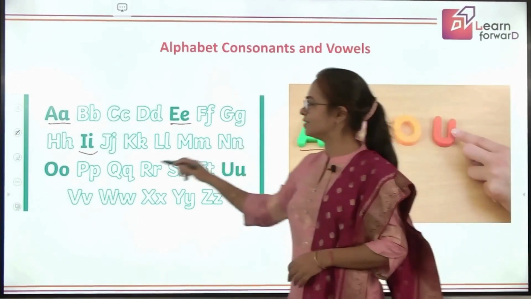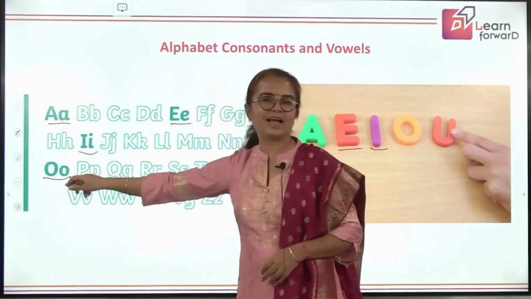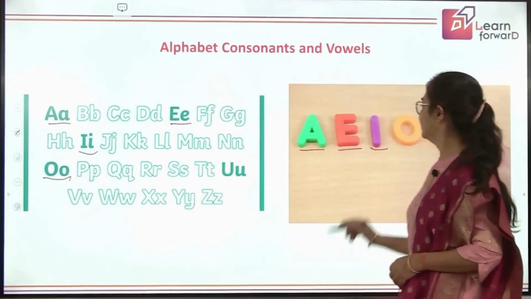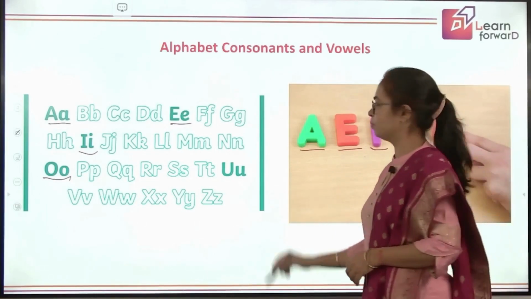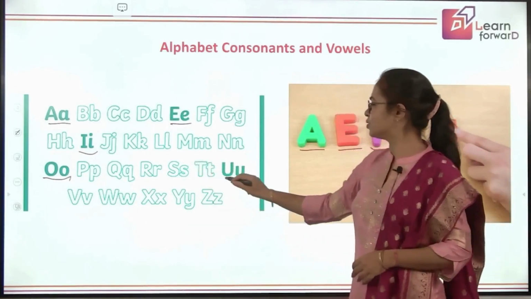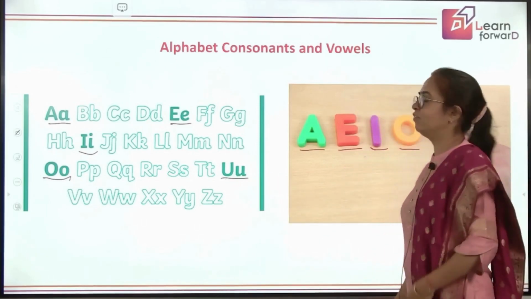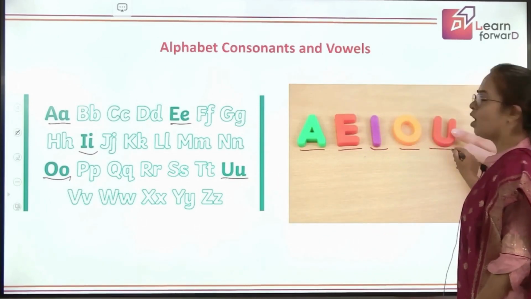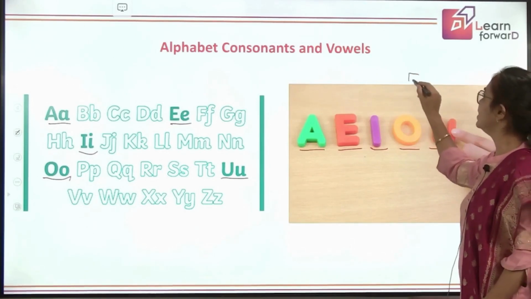Next is, wow, I could hear the sound from your side. It's O. This is the fourth letter we have taken out in the group. And the last one you see here is U. Very good. So how many are these that we have taken out? Yes, they are 5.